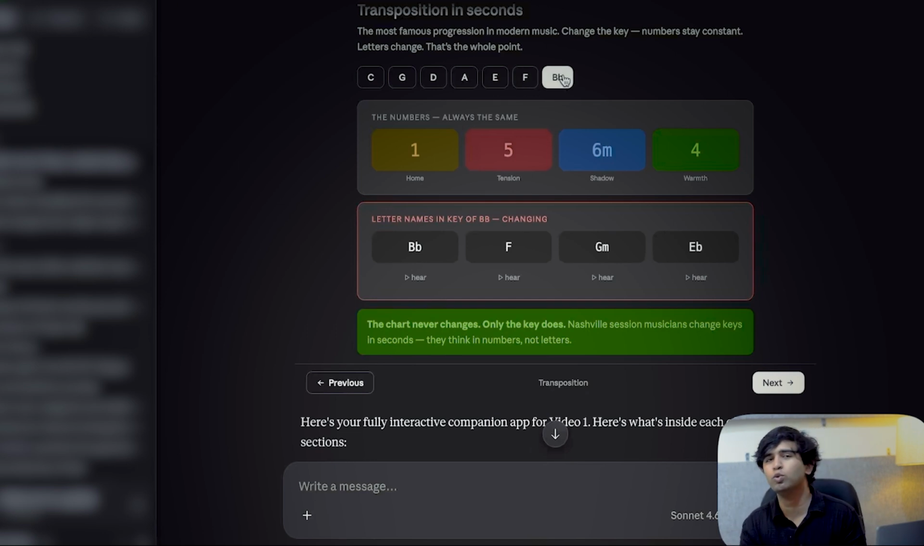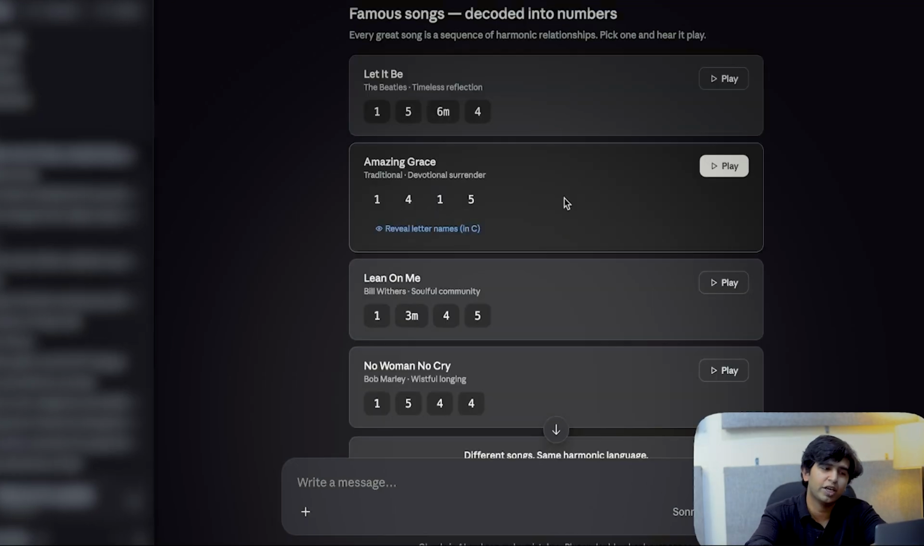So now what you need to do is write down all the scales and try to give them a number, and then try to associate it with the number. Okay, now talking about famous songs decoded into numbers.